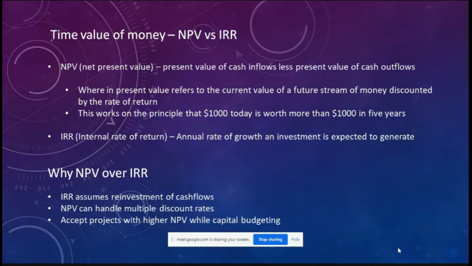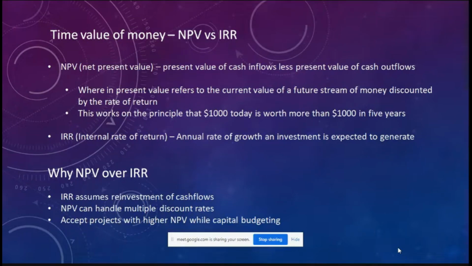And trust me, this is actually true, because $1,000 today is much more than $1,000 5 years later. And that is essentially because the time lapse between these 5 years leads to a deterioration in value of money.